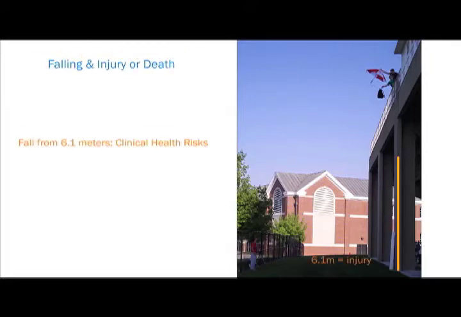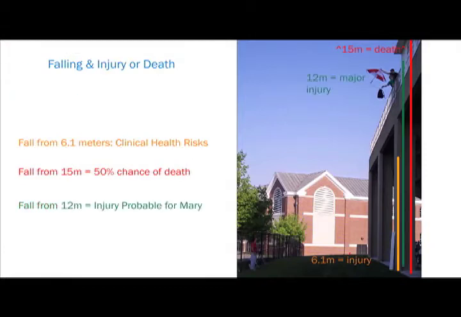Before we move forward to our full-scale experiments, we must notice several things. Quickly, some numbers on falling and injury, or death. Through research, 6.1 meters poses clinical health risk. At 15 meters, people only have a 50% chance. The bleachers are about 12 meters high, so injury looks very plausible for Mary right now.